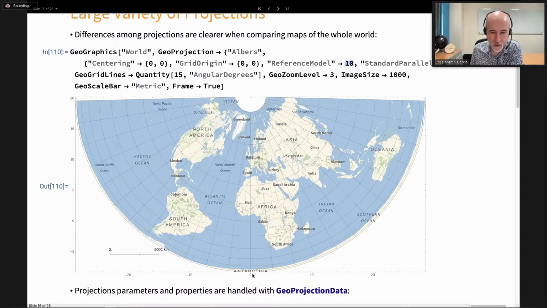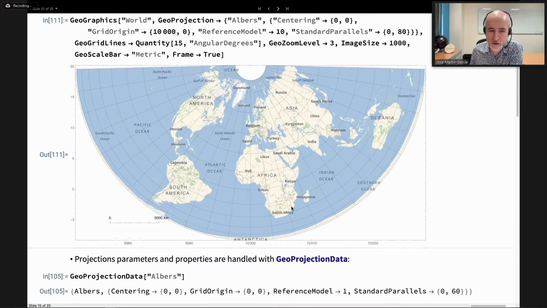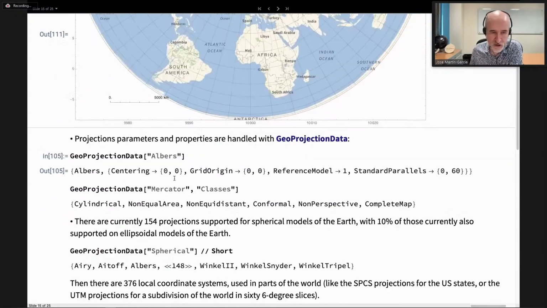Or, for example, notice 0, 0 gives 0, 0. If I change this to, I don't know, 10,000, then that number is now 10,000. This is still 0 because I didn't change that. So that allows you to shift the projected coordinates. So there is much freedom in all these options that we have for projections.